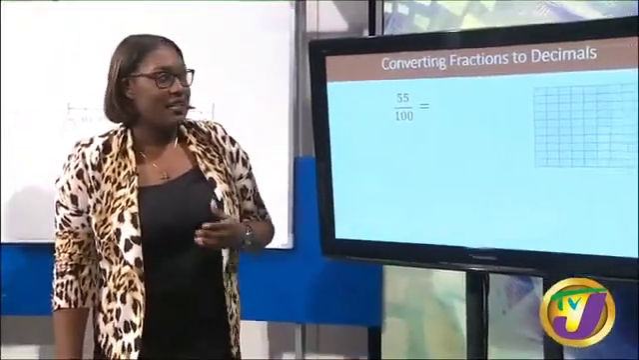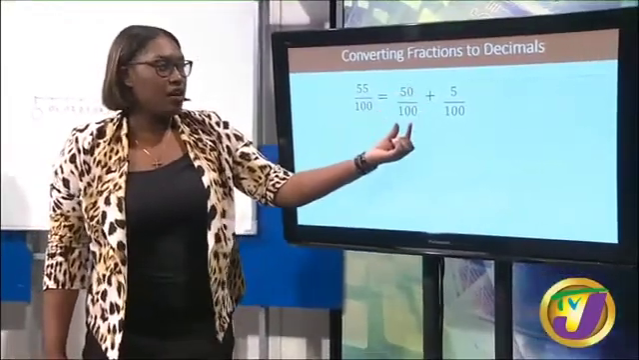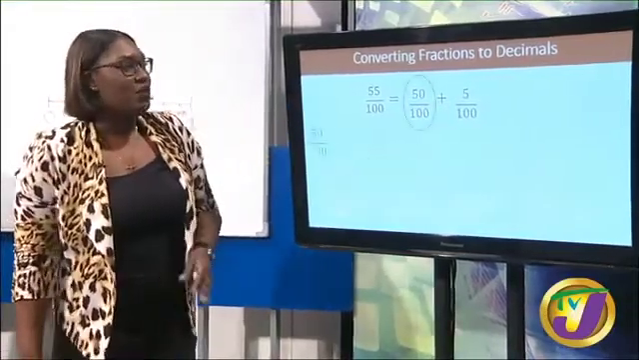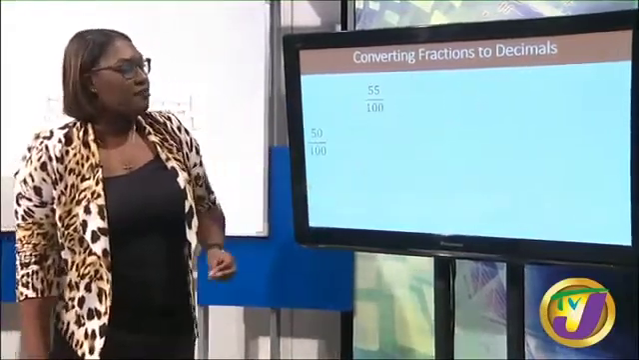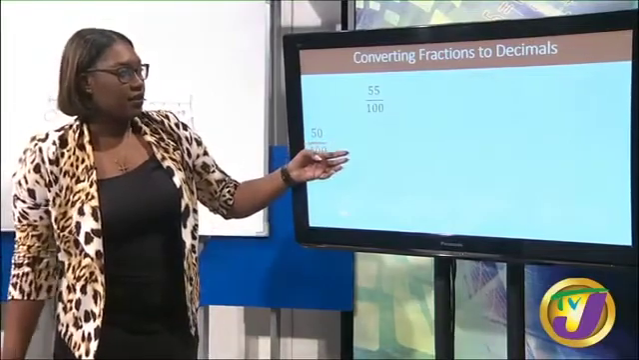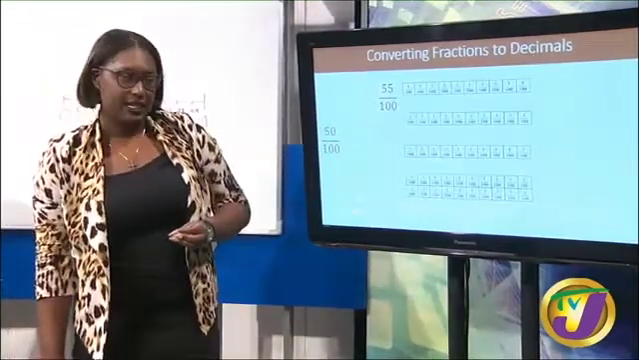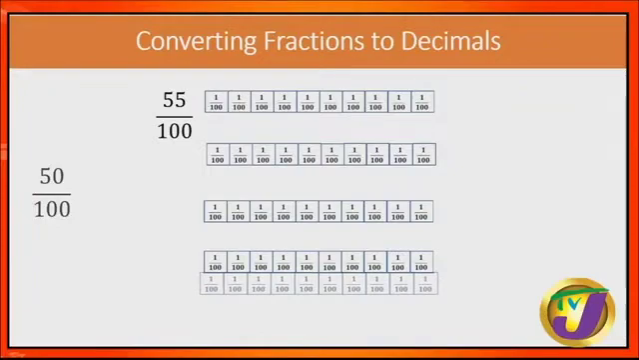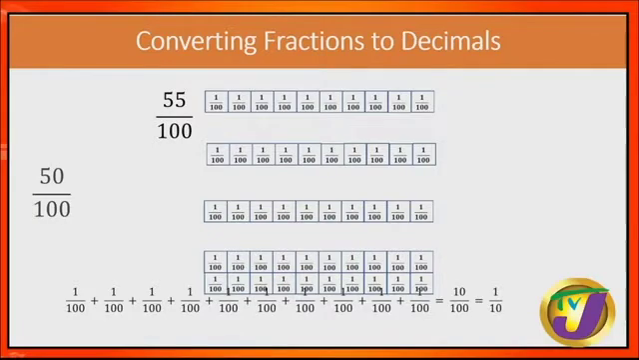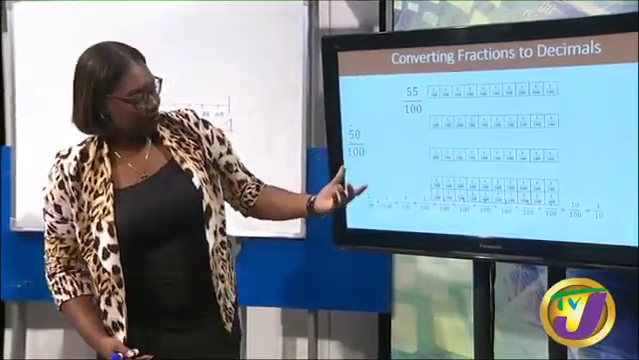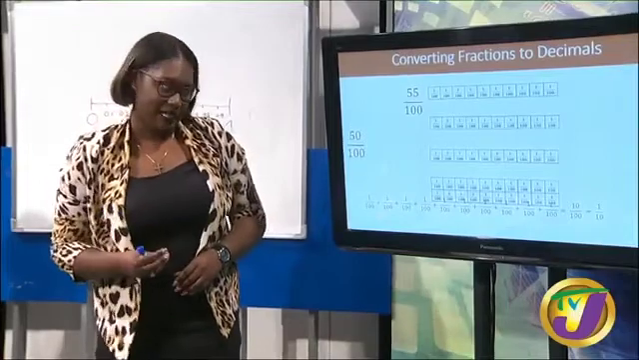This could also be seen as 50 hundredths plus 5 hundredths. Another way of looking at our 50 hundredths would be 5 groups of 10 hundredths. So 10 hundredths is 1/10. So 5 groups of 10 hundredths is the same as 5 tenths.